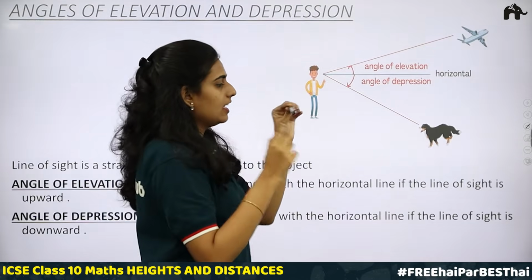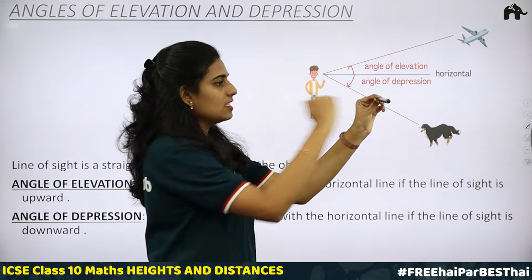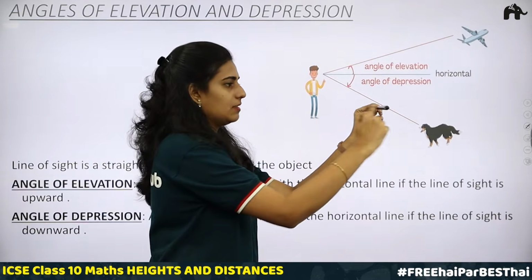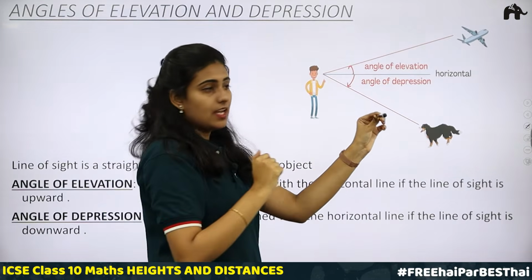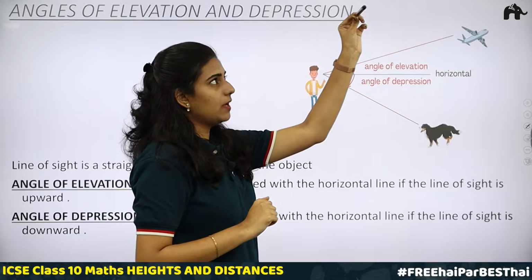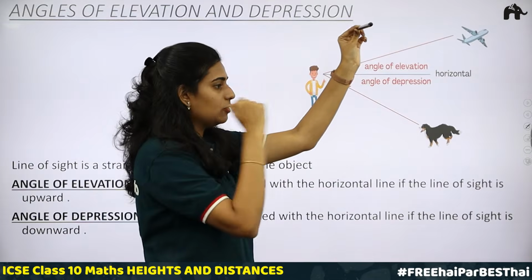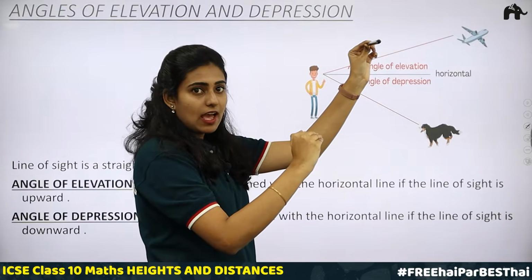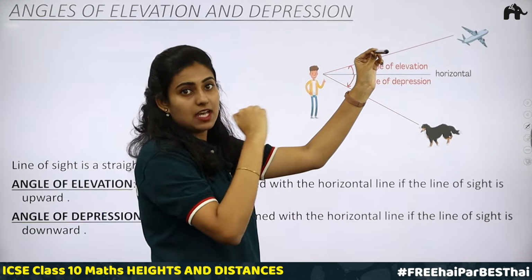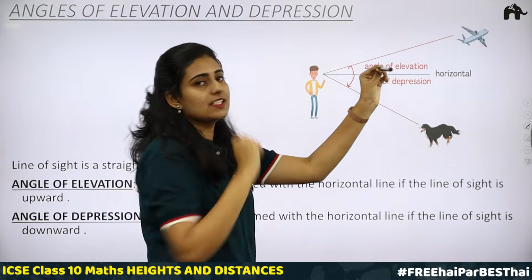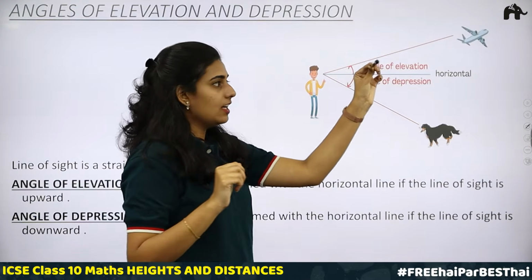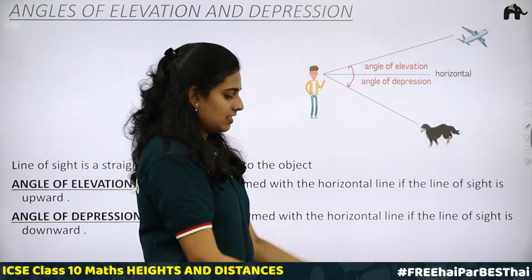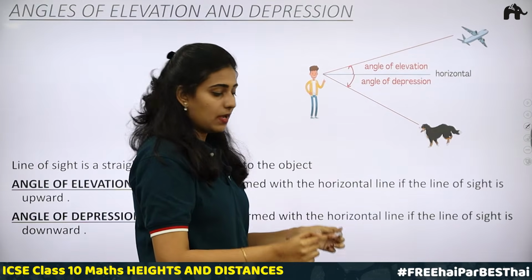Just take this case. If the pen is held like this, this is my horizontal line. I can find the pen here. I can see it clearly. Now what am I doing? I am holding the pen upwards. If I am looking in this direction, I cannot find the pen, right? To find the pen, I will have to raise my head by a certain angle and this angle is known as the angle of elevation.